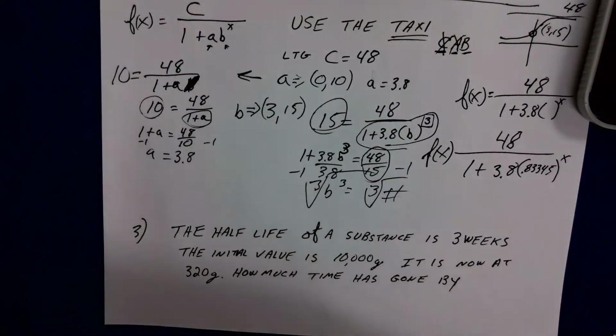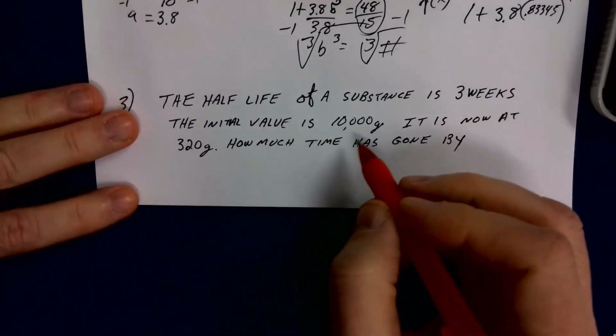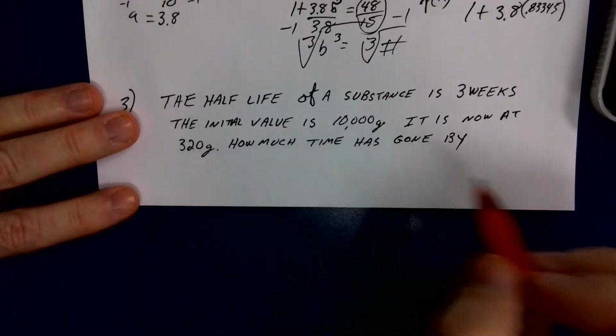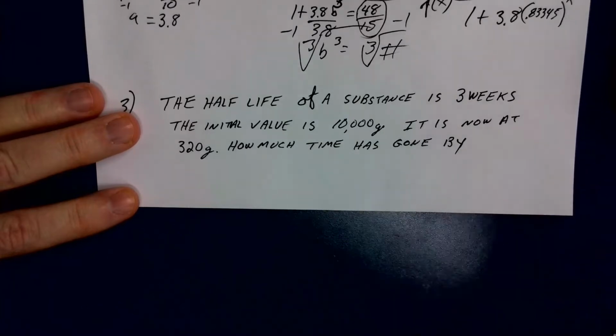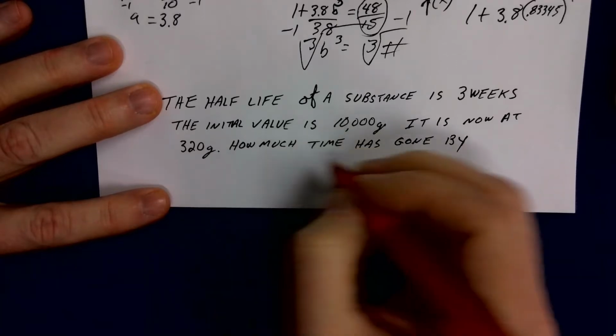I've got the half-life of the substance is 3 weeks. The initial value is 10,000 grams. It is now at 320 grams. How much time has gone by? So we're going to talk about definite examples that we're going to use some things on. So hopefully you could write that in an equation form.